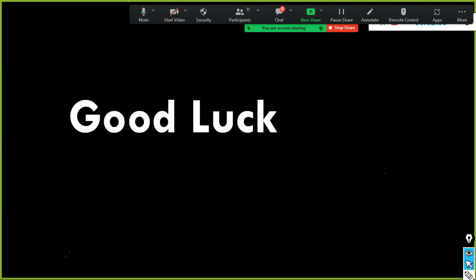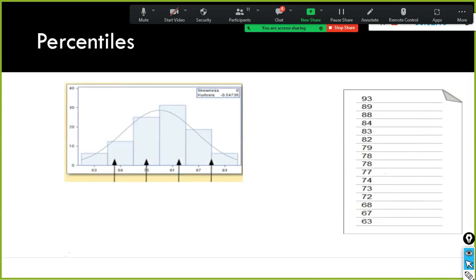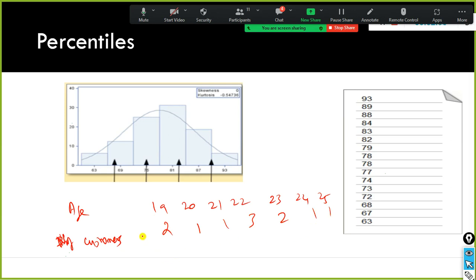Now I will give you one simple assignment. You can all start on it right now. I have something called age and number of customers. Age is 19, another is 20, and let's say 21, 22, 23, 24 and 25, and this is the number of customers. The number of customers, let us say 2, and here I'm going to put 1, 1, 3, 2, 1, 1.